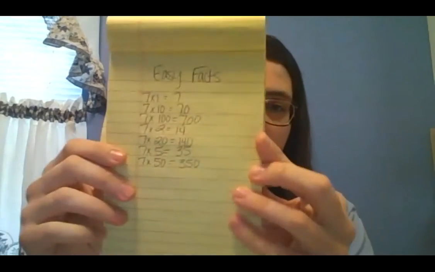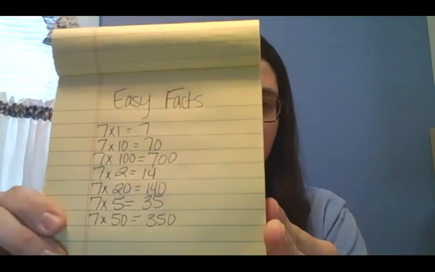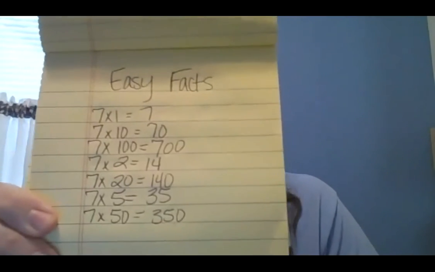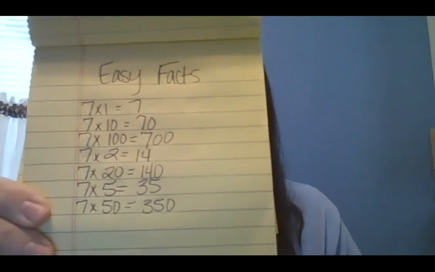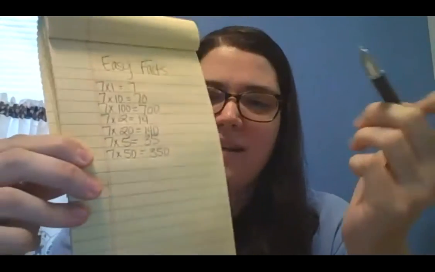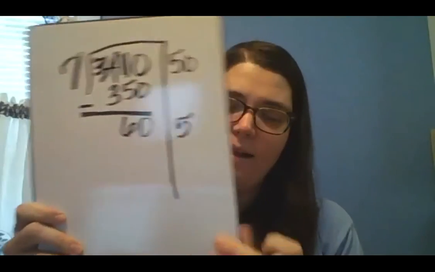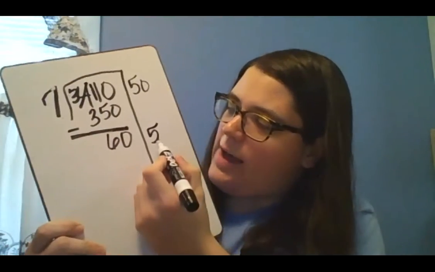So now let's go back to our list of easy facts. Which one helps us the most now? What we have now is 60. I think the one that's going to help us the most now is 7 times 5, which gives us 35. I'm going to write my 5 on the side here, keeping track. So 7 times 5 gives us 35. And we're going to subtract that.